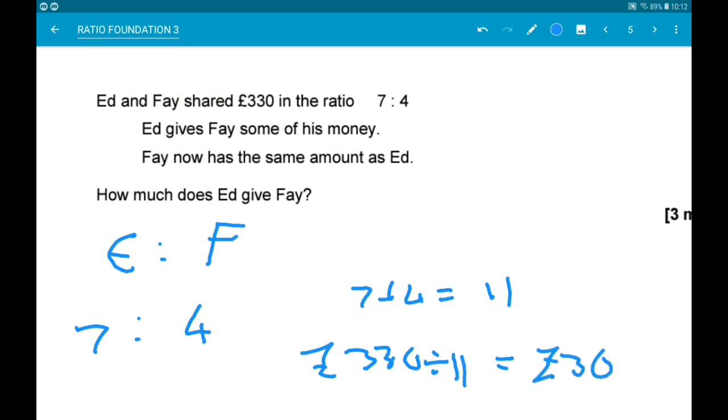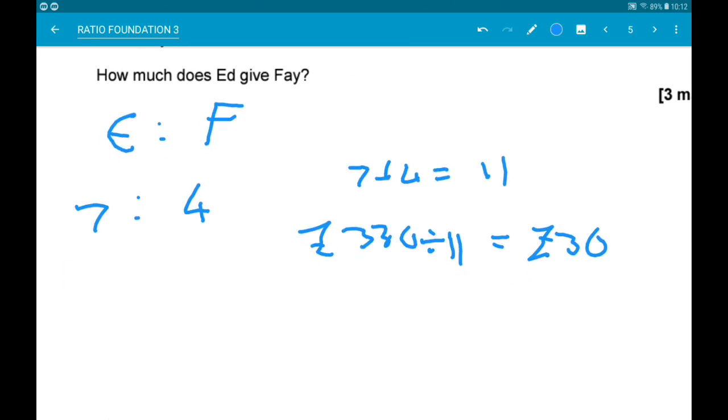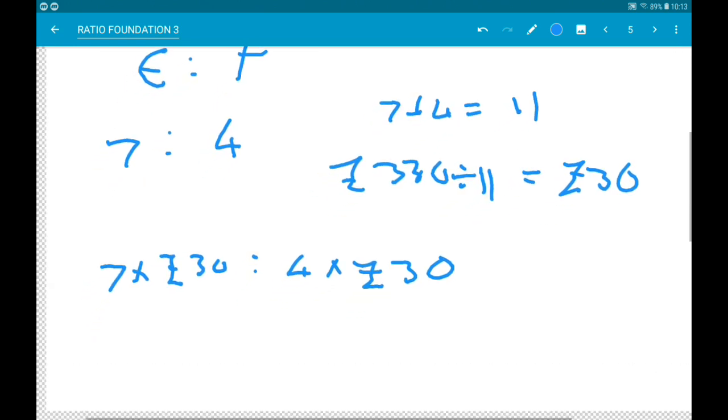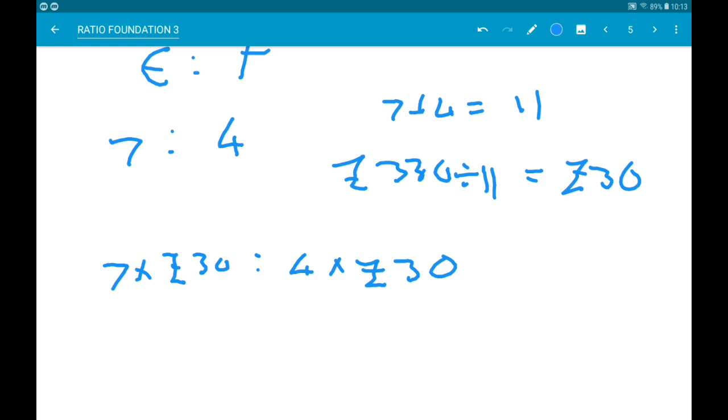So multiply each side of the ratio by 30. So we get 7 times 30 to 4 times £30. So on the left we got 210, and on the right we have £120.